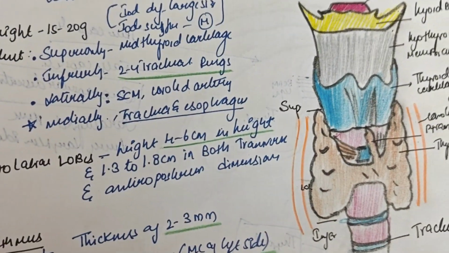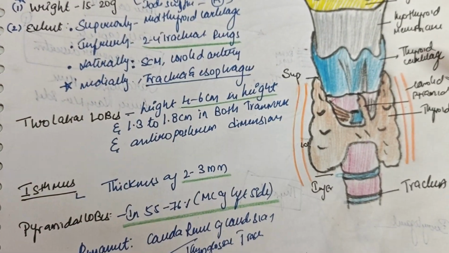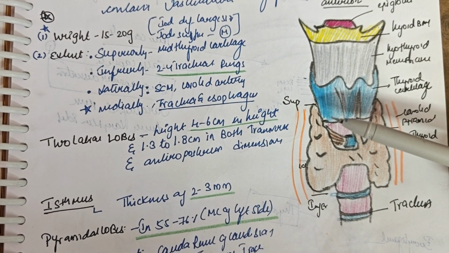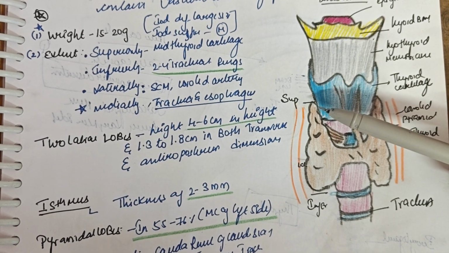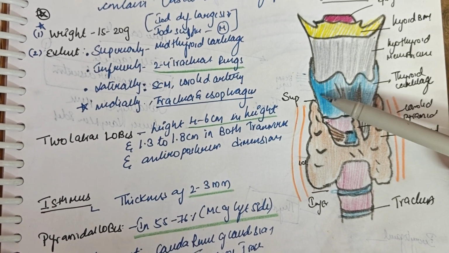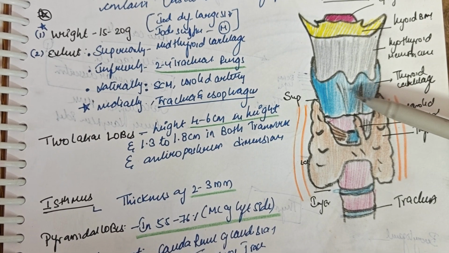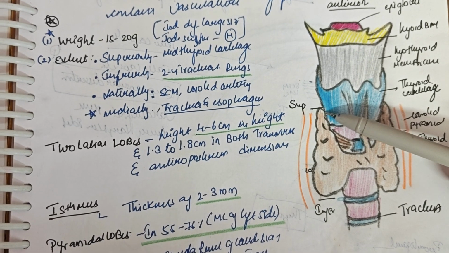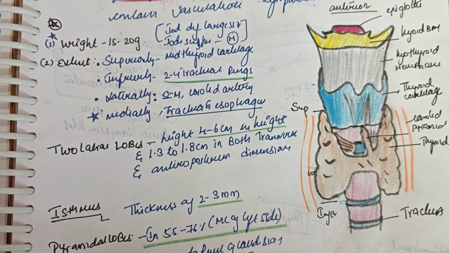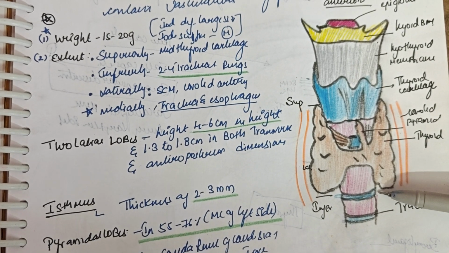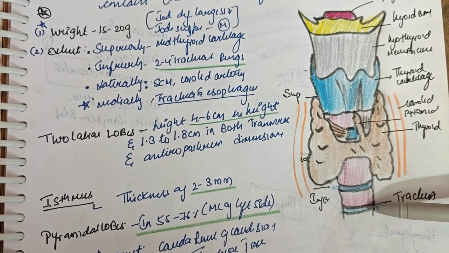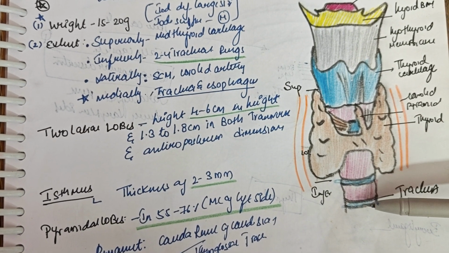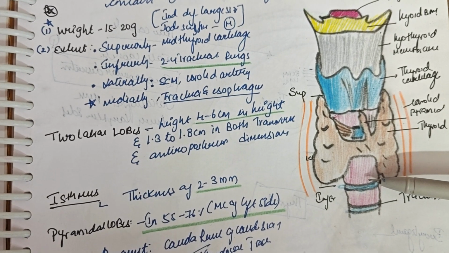The next point we need to understand is the extent. This is the thyroid gland, and it moves up to the mid thyroid cartilage. This is the thyroid cartilage. This is the thyroid gland. It moves till the mid thyroid cartilage, and inferiorly it goes till the tracheal rings. This is the trachea. You have tracheal rings, and it extends till 2 to 4 tracheal rings. That's what you need to understand.